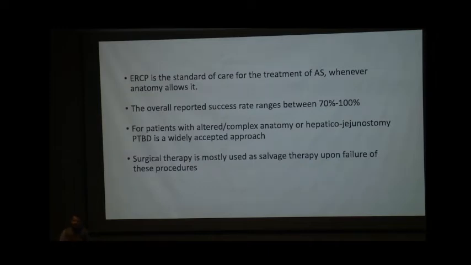As per the literature, ERCP is the standard of care for the treatment of anastomotic strictures wherever anatomy allows it. The overall reported success rate ranges from 70 to 100%, and for patients with altered or complex anatomy or hepaticojejunostomy, PTBD is the widely accepted approach. Surgical therapy is mostly used for salvage therapy upon the failure of ERCP or PTBD.